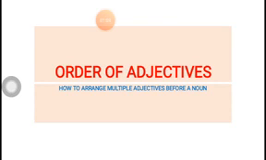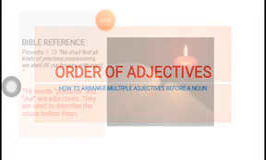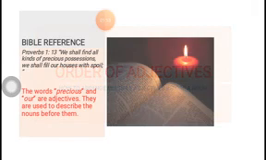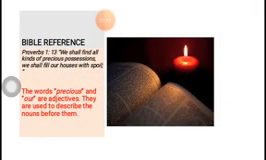But before we proceed, let's look at our Bible reference so that you can have what the Word of God has to say. Our Bible reference is taken from the book of Proverbs, chapter 1, verse 13. And it reads thus: We shall find all kinds of precious possessions. We shall fill our houses with spoil.